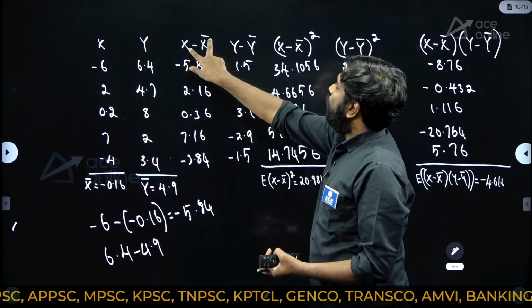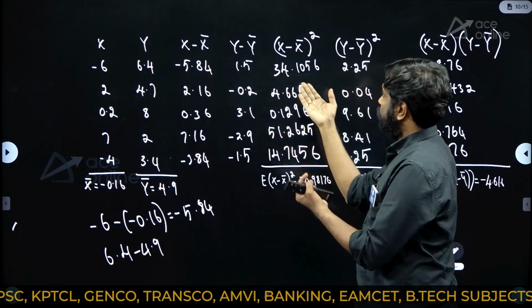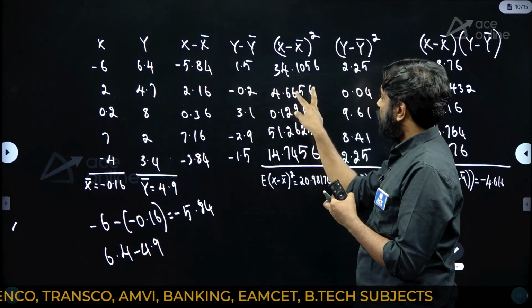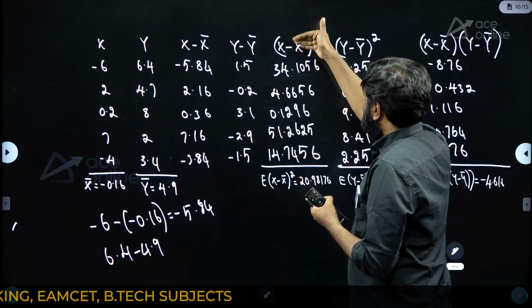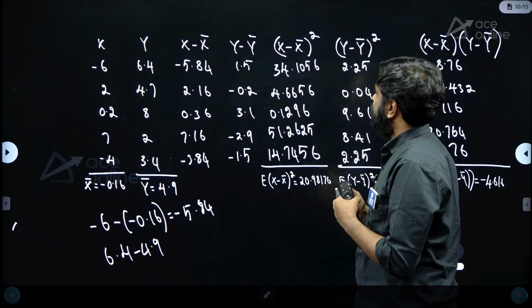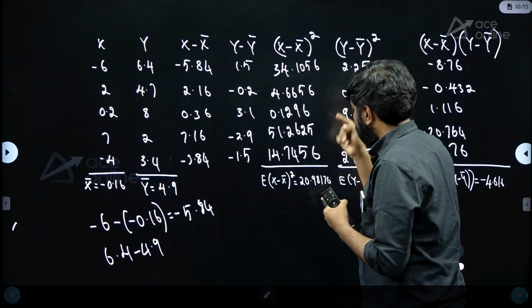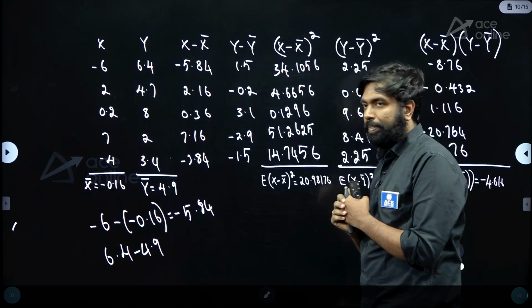And then take the square of these. I have squared minus 5.84, whole square is this much. 2.16 square is this much and so on. I have squared all of them. After squaring, I have averaged all this. Average in the sense, you add all this and then divide by 5. When you add all this and divide by 5, this is what I got: 20.98176 approximately.